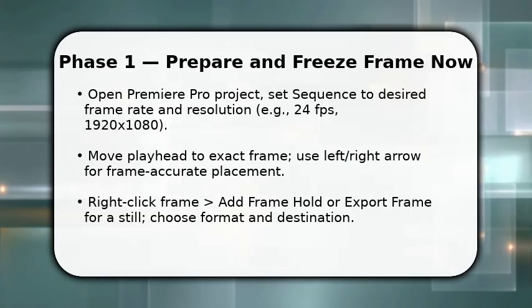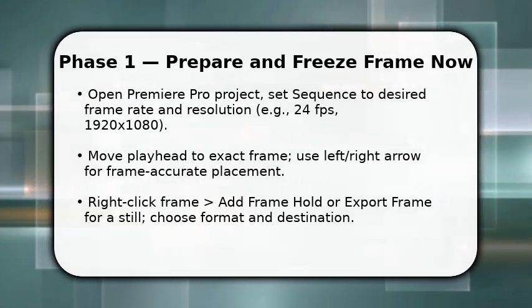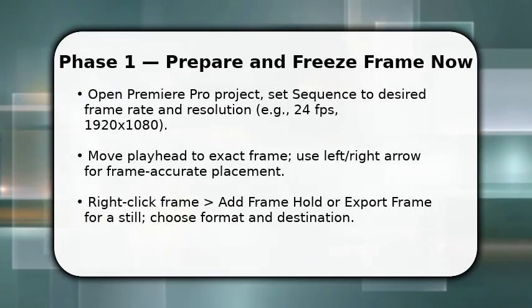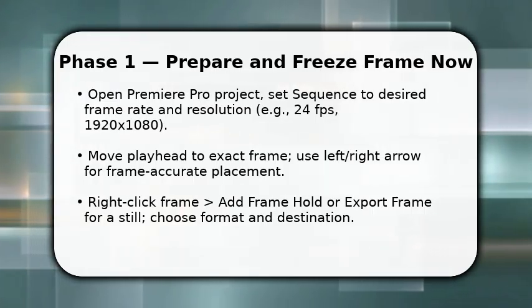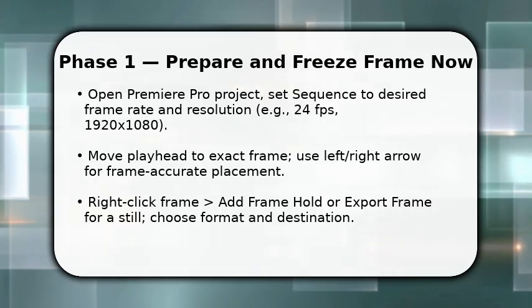You need to act now. Open your sequence, confirm frame rate and resolution, then jump to the exact frame with the playhead. Once there, use the right-click context menu. Choose Add Frame, hold to freeze in place, or Export Frame to save a still image.